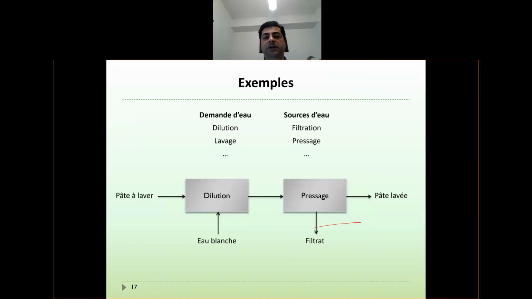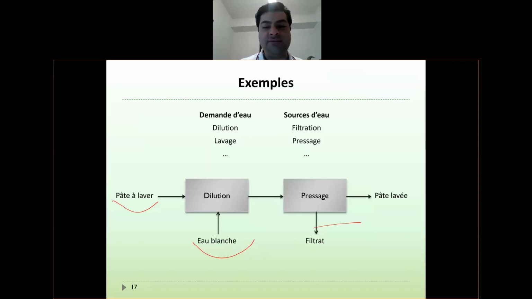So an example here. Imagine that you have one stream of paste in a pulp and paper company. That stream is supposed to undergo washing or dilution. If you want to wash it, you need water. So you can have, for example, clean water to apply your washing or dilution to remove some impurities, for example.